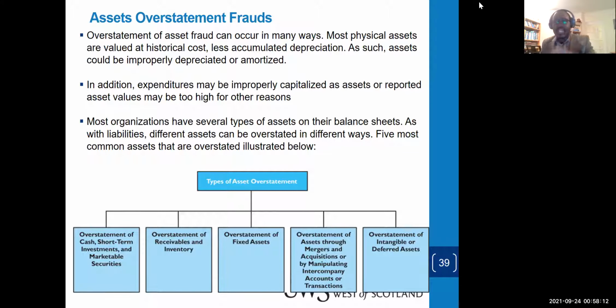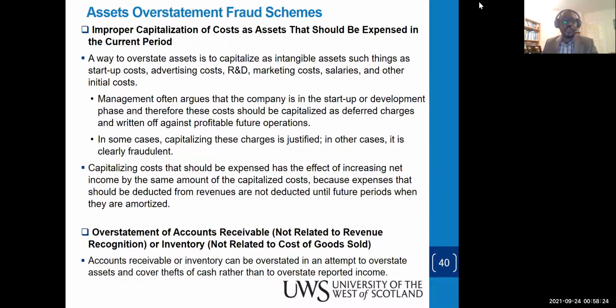They could also even capitalize intangible assets which are developed in-house. You remember your IFRS, IAS 38 intangible. So it is also one thing you should look out for. So like I said, they could improperly capitalize costs as assets which should have been expensed. Okay, R&D, I mentioned R&D. So startup costs like advertising costs, research and development, marketing costs, salaries, and other initial costs. They'll capitalize it when they should have expensed it.